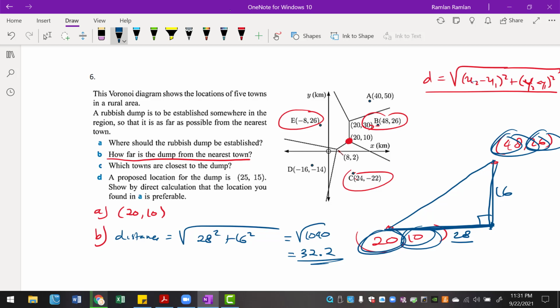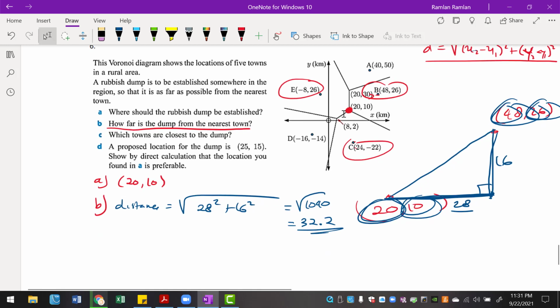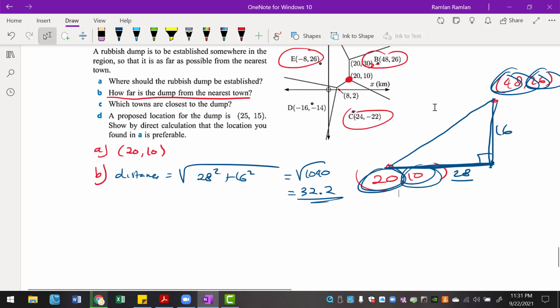And then let's go to question C. Which towns are closest to the dump? Okay, so in point C, again we know that this point is going to be the dump. The point in here is going to have the same distance to point B, to point E, and also to point C. They are going to have the same exact distance, which means that the towns closest to it are towns B, C, and E.